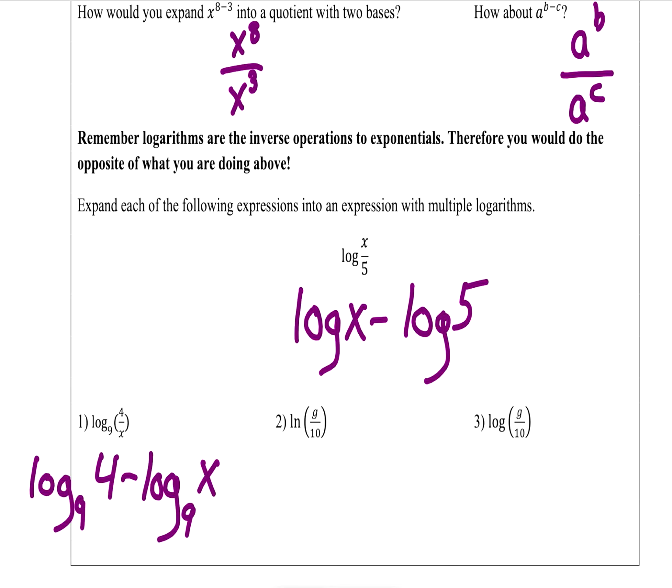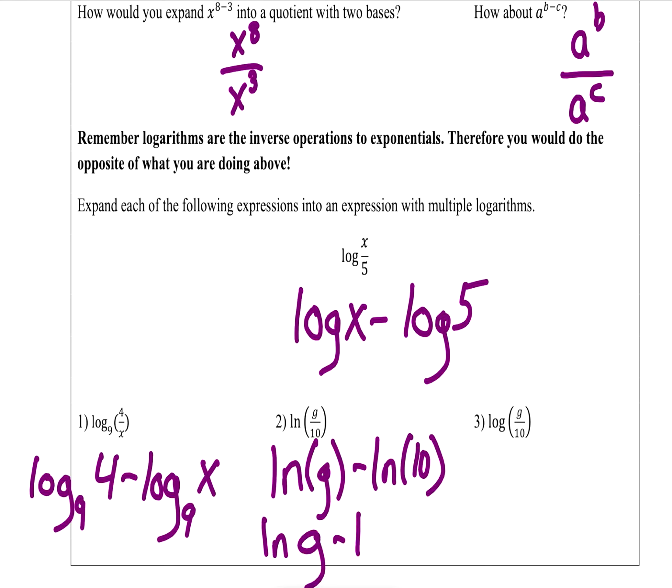So number 2, natural log of g divided by 10. We would split it up into 2 logarithms that are being subtracted. Make sure you keep the same log there, so it would be ln of g minus ln of 10. Can I simplify anything there? No. You could also write it like this if you want to, ln g minus ln of 10. I just sometimes write the parentheses over the argument.